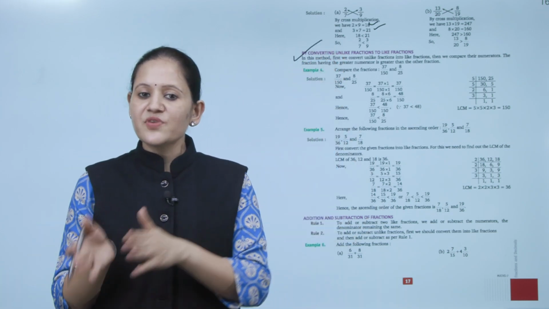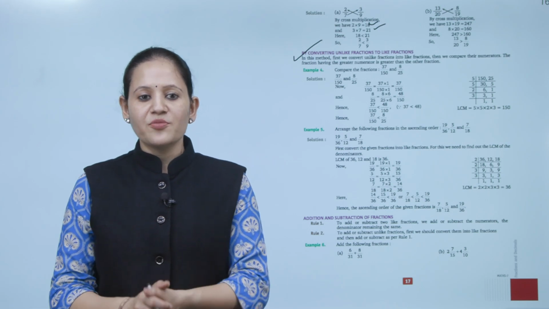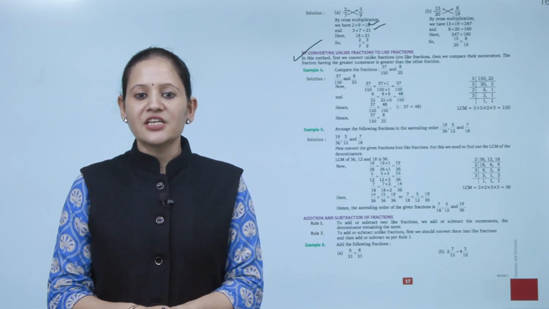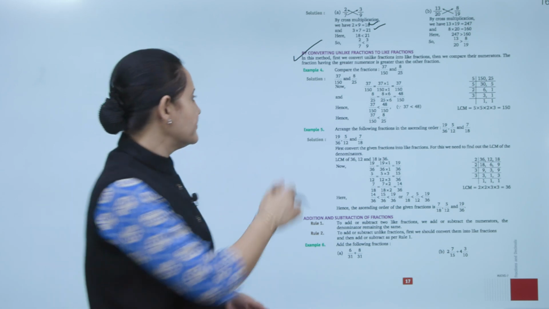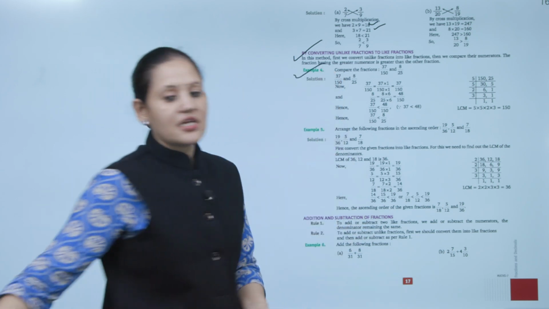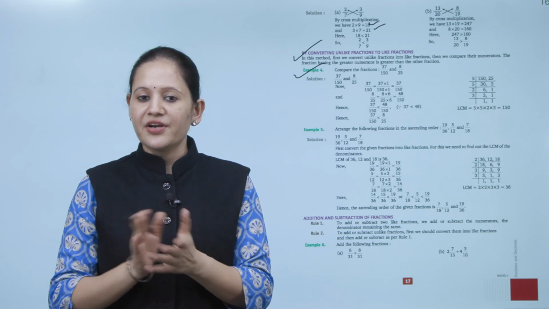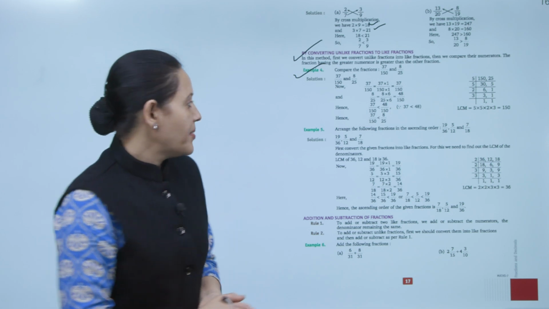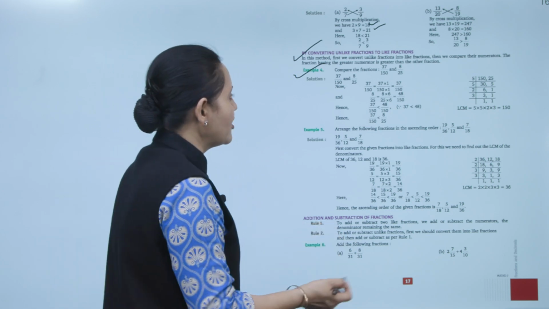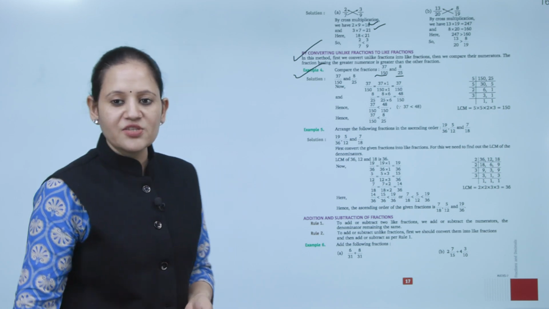In this method, first we convert unlike fractions into like fractions, then we compare the numerators. The fraction having the greater numerator will be the greater fraction. We'll take an example. Compare the fractions 37 upon 150 and 8 upon 25. They are unlike fractions. First we will convert them to like fractions by taking the LCM of the denominators. So we will find the LCM of 150 and 25, that is 150.